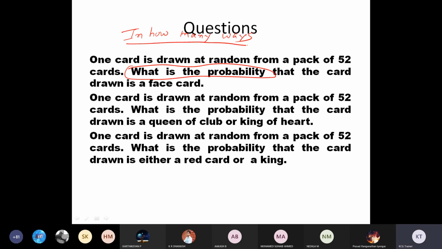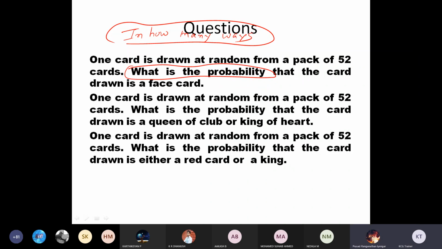If a question is given as in how many ways a card can be picked, that is a question of permutation combination. But if the question is what is the probability of picking the card, it becomes a probability question. Is it clear? That is the difference between the questions of PNC and probability of playing cards. Probability will be given as what is the probability. But in PNC, it will be given as how many ways you can pick a card. Because the answers are different. That is what I'm telling you.